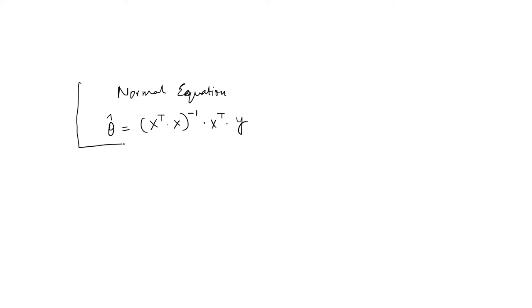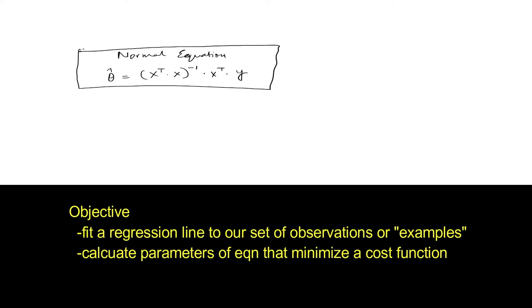First, let's introduce the normal equation, which we will use to solve our linear regression problem. In linear regression, our objective is to fit a regression line to our set of observations or data points or examples. We calculate parameters of the equation of this line so that the parameters minimize a specific cost function. By minimizing the cost function, we optimize the error of fit of our line to the observations or examples.